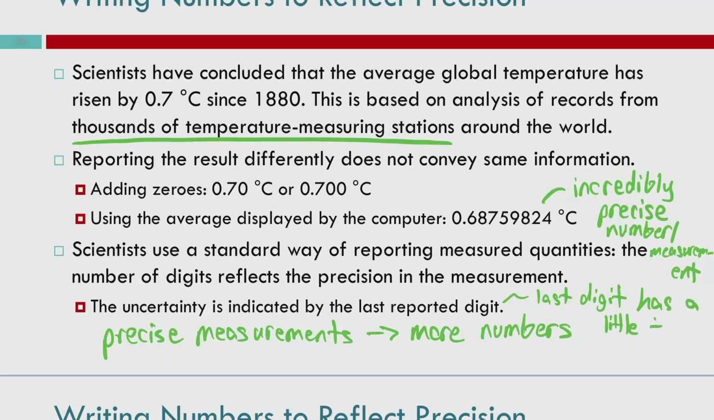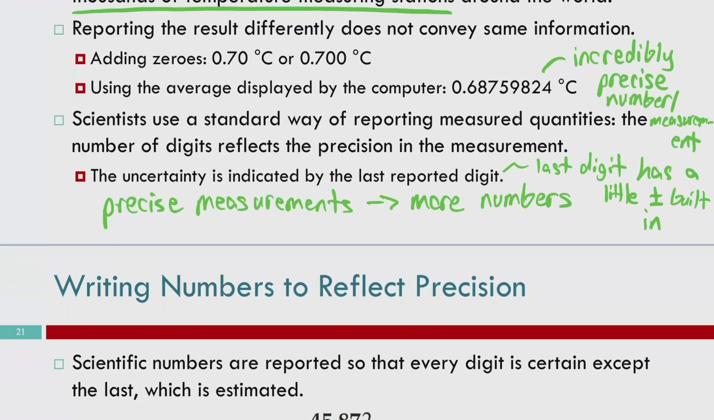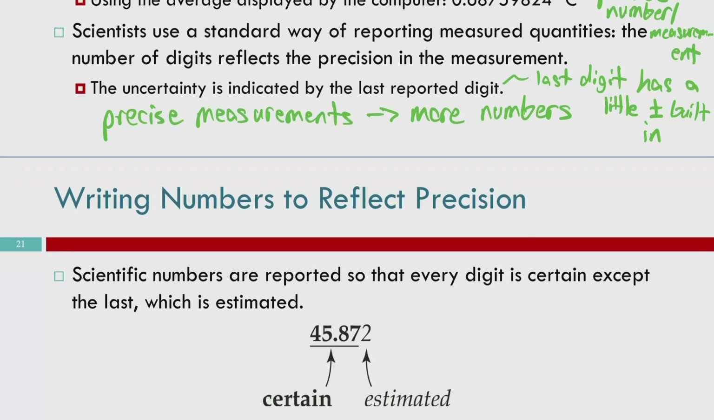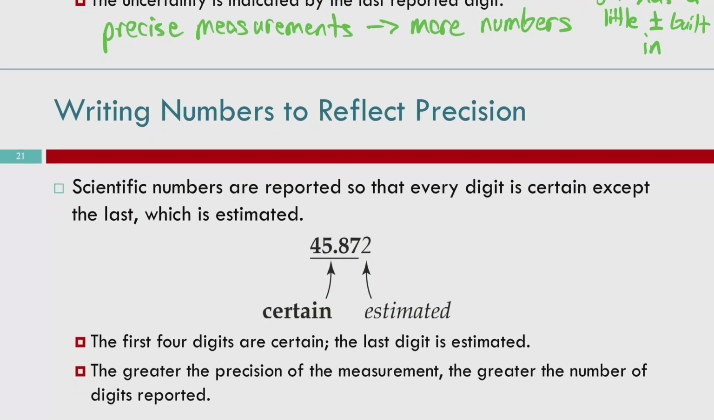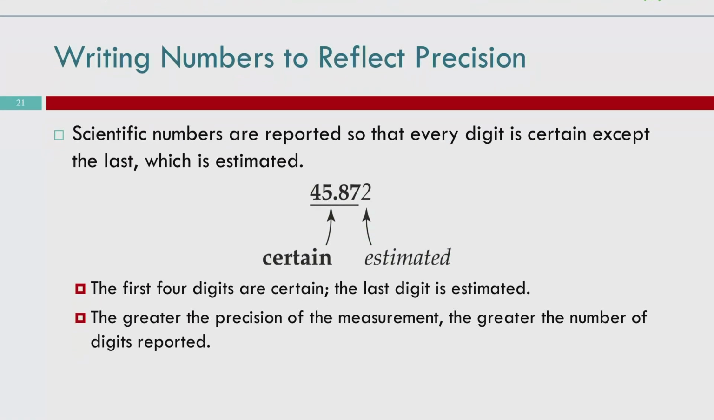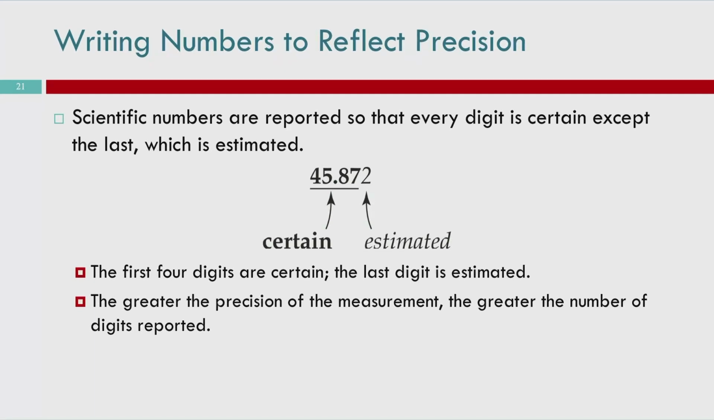So there's a little plus minus built in or baked into it. That's where all of our uncertainty lives. And we'll see examples of that when I show you some measurements. Okay, so like that last bullet point, our scientific numbers get reported so that every digit is certain, except for the last one, which is estimated.